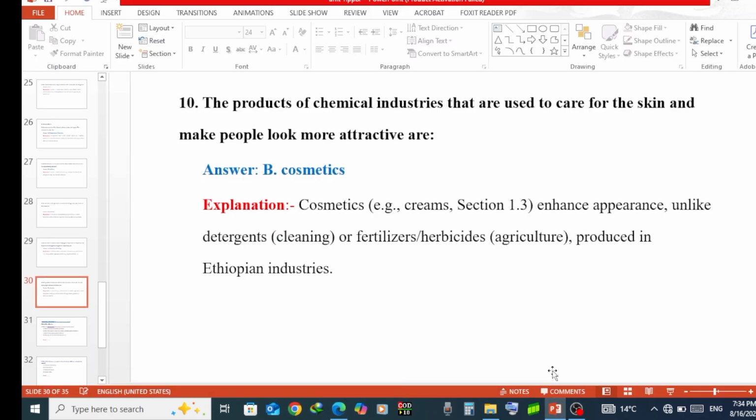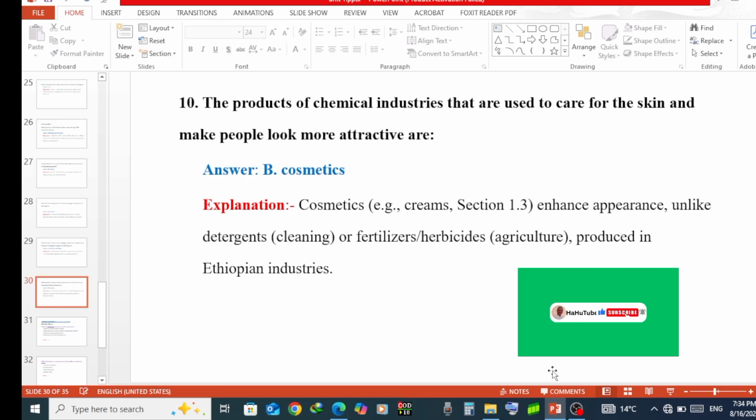The answer will be cosmetics. Cosmetics, for example cream, enhance appearance, unlike detergents or fertilizers or herbicides produced in Ethiopian industries. So the answer will be cosmetics.